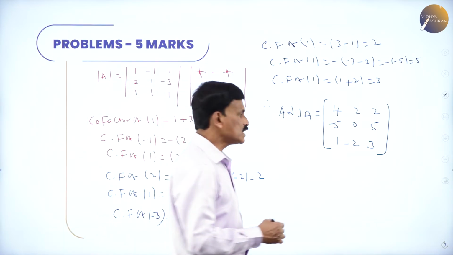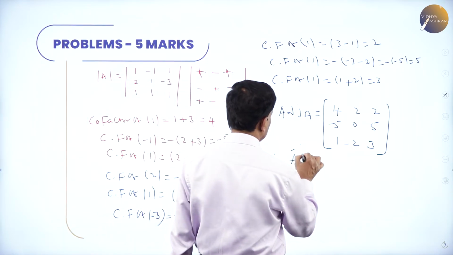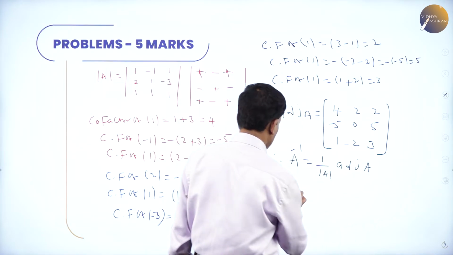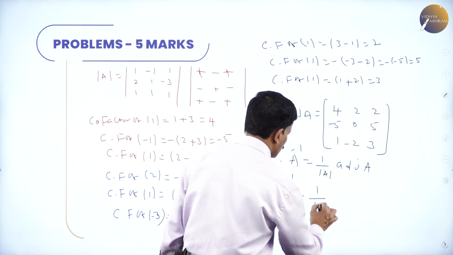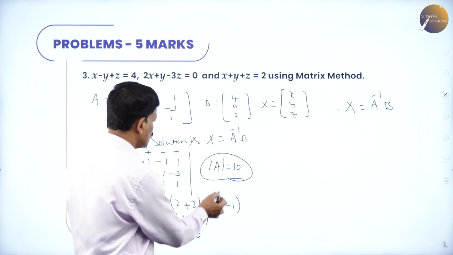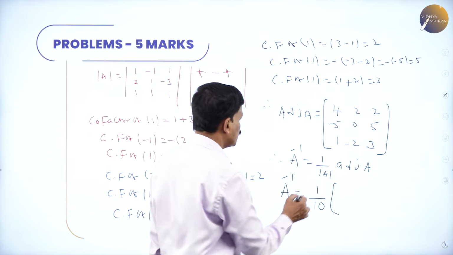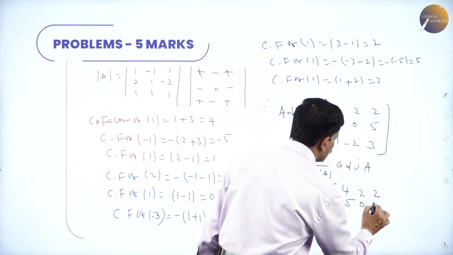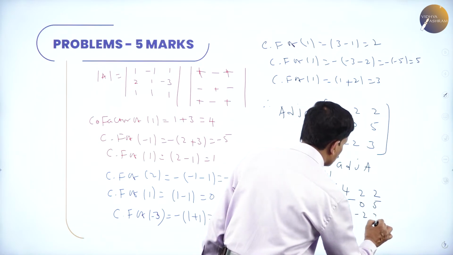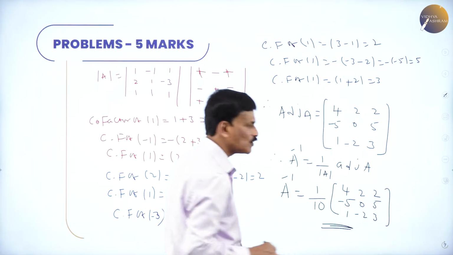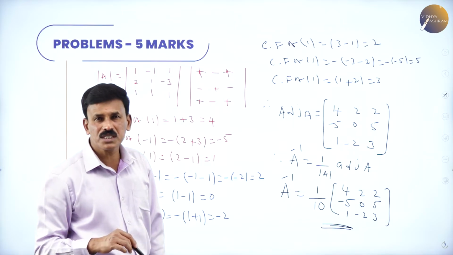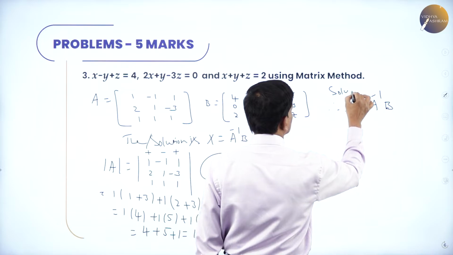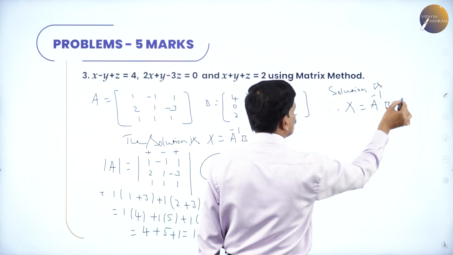Okay. Now the inverse is given by, therefore A inverse is equal to 1 over determinant of A into adjoint of A. Determinant of A is 10. So 1 over 10 into, this is 4, 2, 2, -5, 0, 5, 1, -2 and 3. This is the inverse. Now let us come to the first page for the solution. The solution is x is equal to A inverse B.